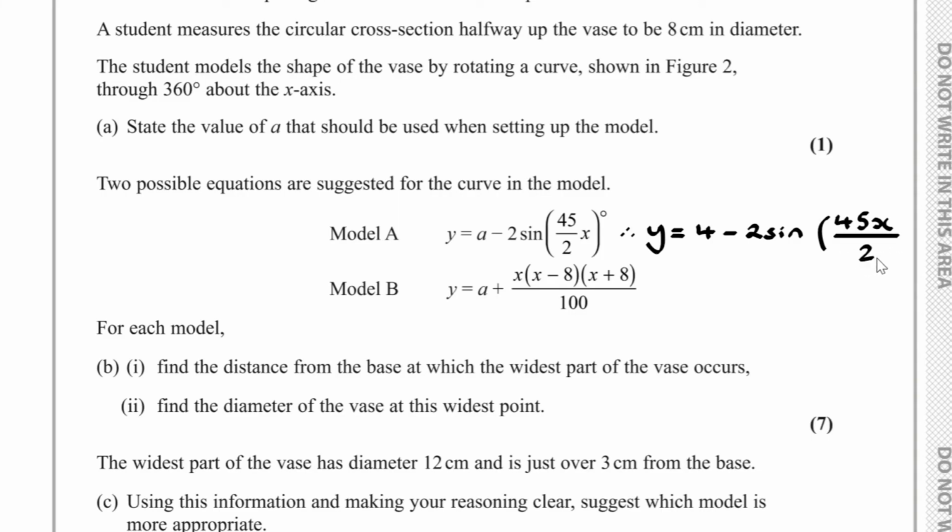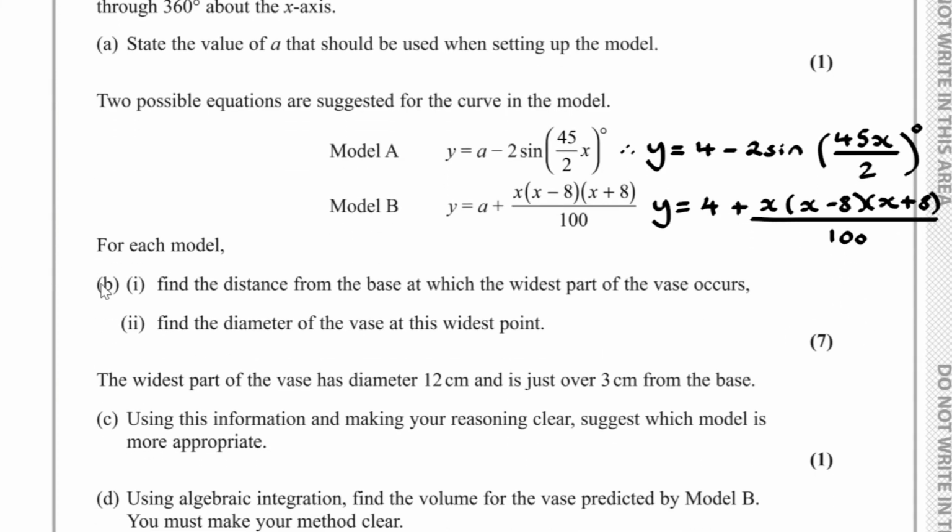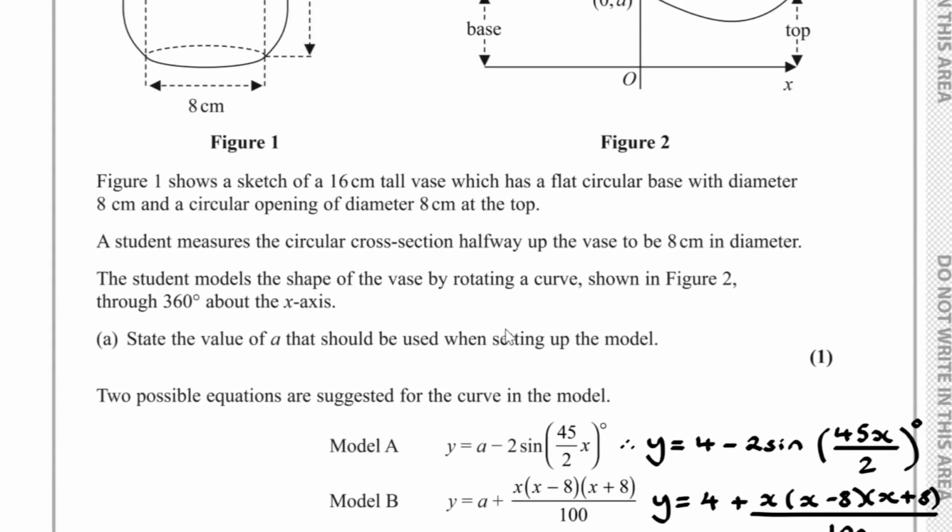Degrees. And I've got model B, y equals 4 plus x times (x minus 8) times (x plus 8) over 100. Now, for each model, we have to find the distance from the base at which the widest part of the vase occurs and the diameter of the vase at this widest point.